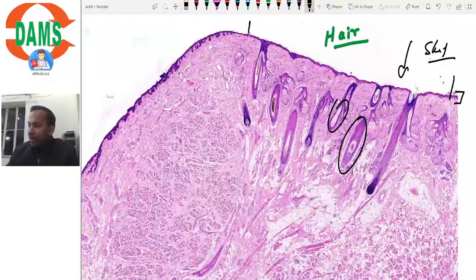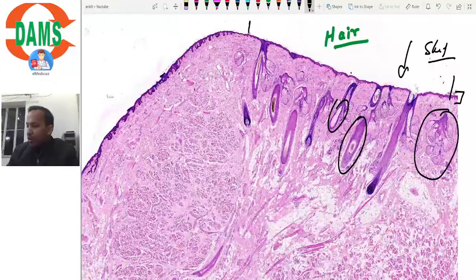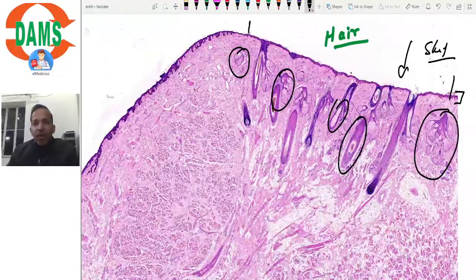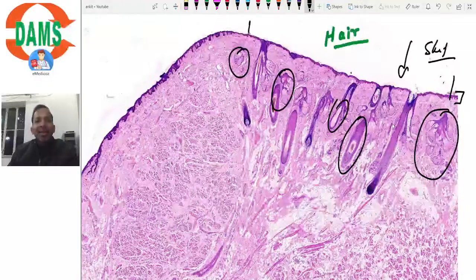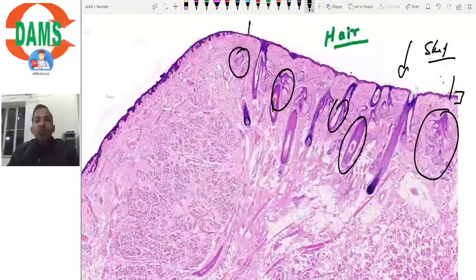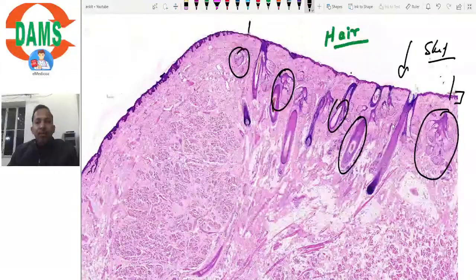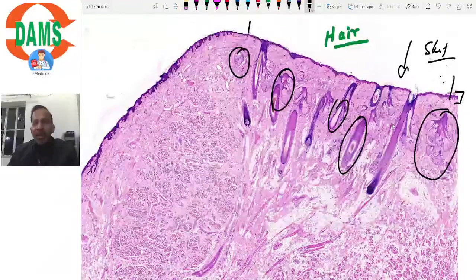Then what else do we identify here? We can easily identify some glandular structures are present here. As you can see, these are all glandular structures. So glandular structures associated with skin, what can they be? Also, you have to notice that they are associated with the hair follicles. So most probably they are sebaceous glands, right?